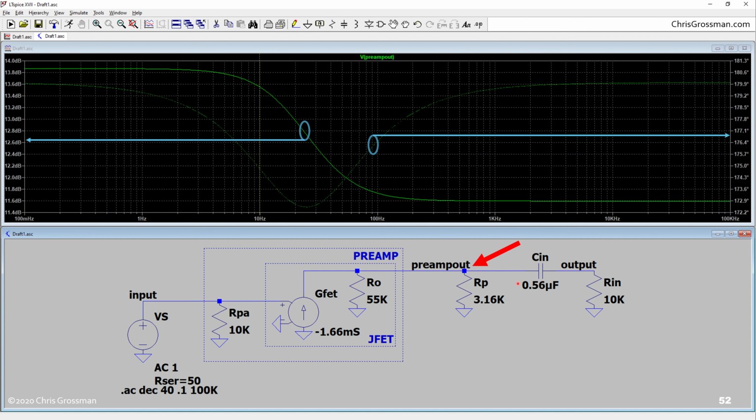But now let's look here at the preamp output. We can see here that in our passband we get one gain, but if we go down in frequency, it will come up to a different gain. Now it looks more dramatic here, but that's because the scale is different.